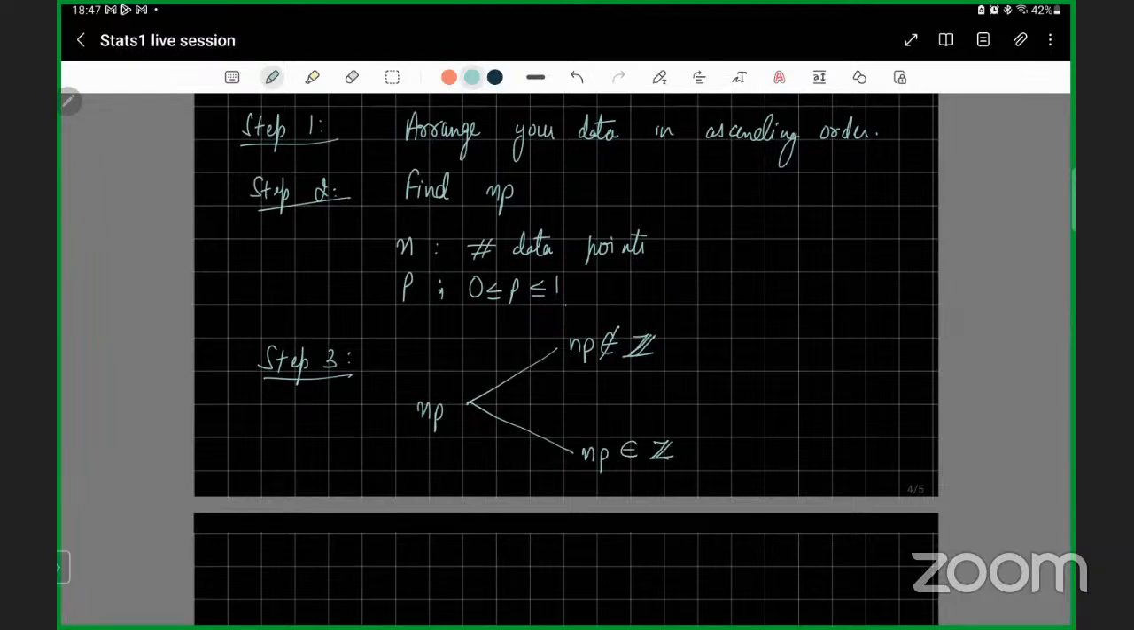Ma'am, I have a question. In step 2, I have made some notes. It says rank equals percentile into (n minus 1), bracket close, then plus 1. Why is it n minus 1? Sorry, can you repeat again? Rank equals percentile into n minus 1 plus 1. Did you say rank? What is rank here?